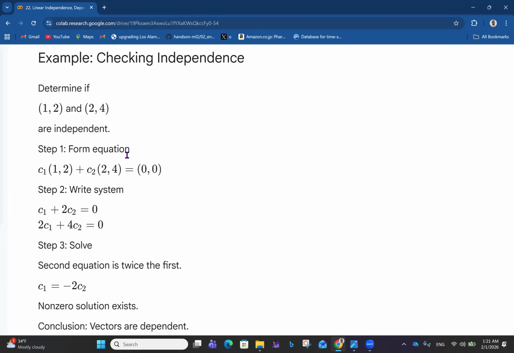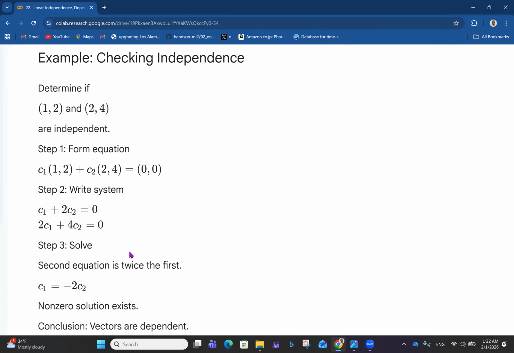Okay, but let's go ahead for the sake of solving. So step one, you form the equation. You multiply these by constants C1 and C2, or if you like, you can use A and B instead. So you have C1 times (1, 2) plus C2 times (2, 4), and then you equate that to 0. You want to check for independence. Then step two, you write the system. The system will be C1 plus 2C2 equals 0, and then 2C1 plus 4C2 equals 0.